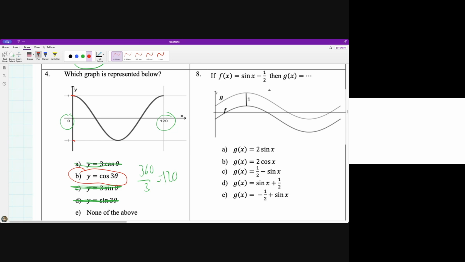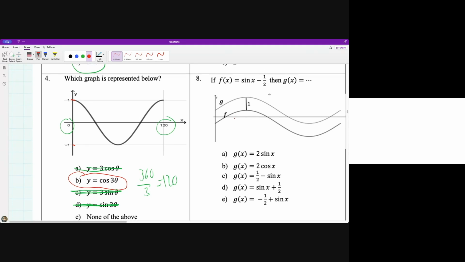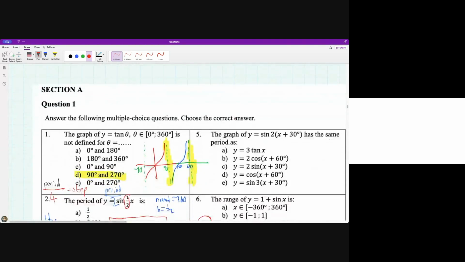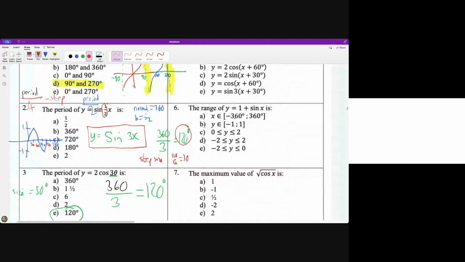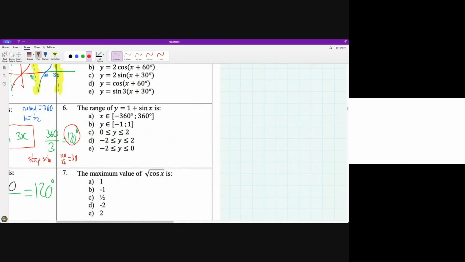Thumbs up if you got that. Thumbs down if you were mystified by how I got that. Okay, let's see. Okay, let's just do one more multiple choice. I do love a good multiple choice question.